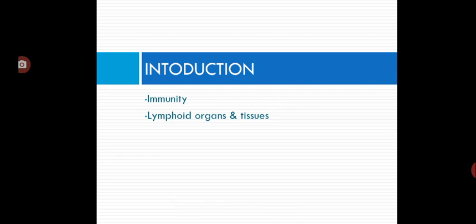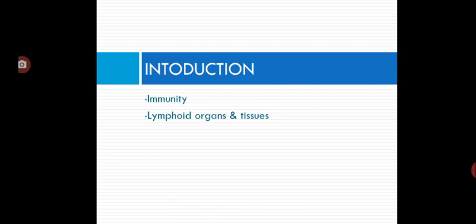Next is racial immunity, which is the resistance against infection present in different races within the same species. Example, American blacks are more susceptible to TB than the whites. Next is individual immunity, the resistance present in different individuals. Example, homozygous twins have identical resistance or susceptibility to infection, which is not seen in heterozygous twins.